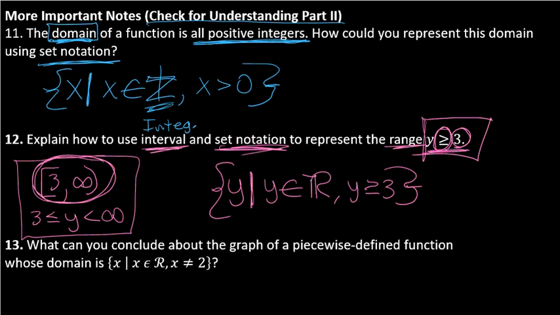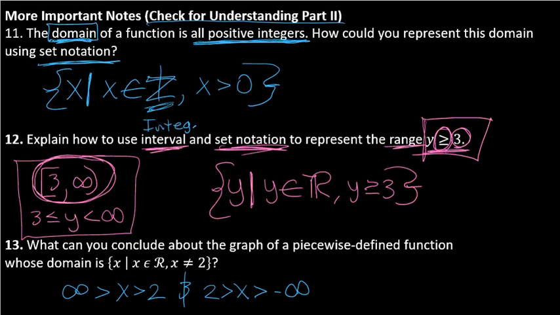Okay, what can you conclude about the graph of a piecewise defined function whose domain is that x is a real number and it doesn't equal 2? Well, basically, that x is, how could we word this? So x is greater than 2, and x is less than infinity, right? We can say that. And we can also say that x is less than 2 and x is greater than negative infinity.